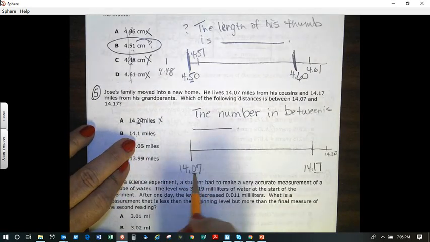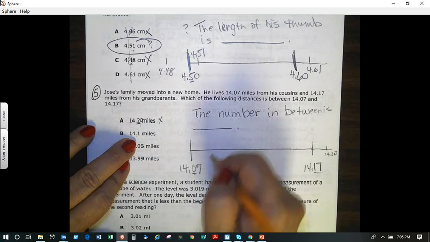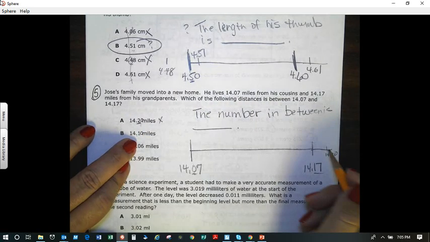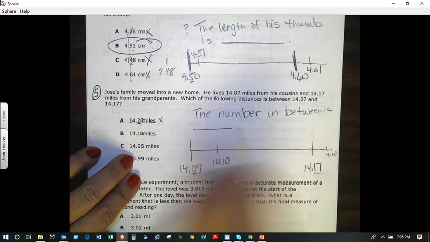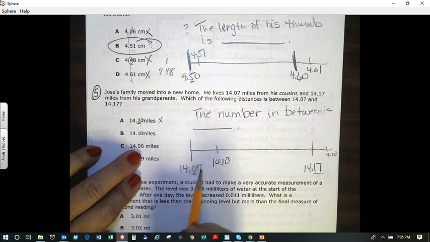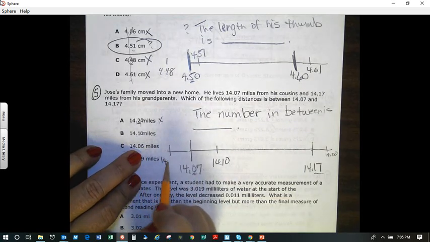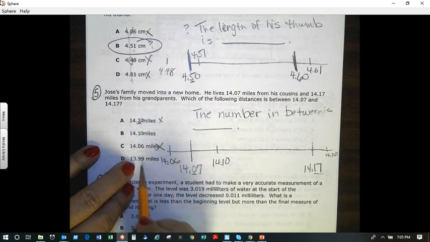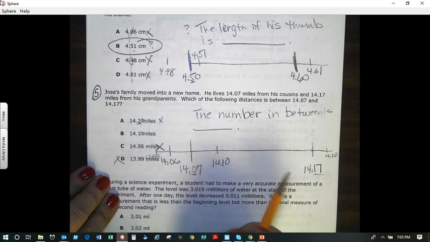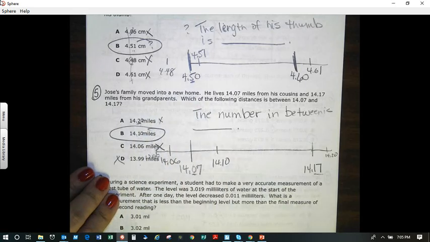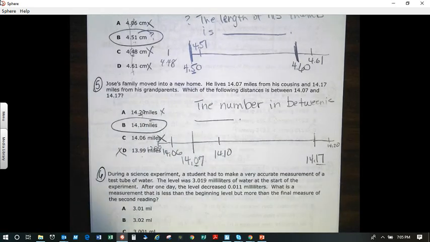14 and 1/10. Could that be it? Because if I put a 0, it's 14 and 10/100. So that'll be about right here. 14 and 6/100. That'll be on this side. So that doesn't work. 13 and 99/100, that's even further back. So that doesn't work. So the best answer here is going to be B. So make sure that you're looking at it and you're understanding and you at least tried, and then now if you don't understand it, you can now better understand it.